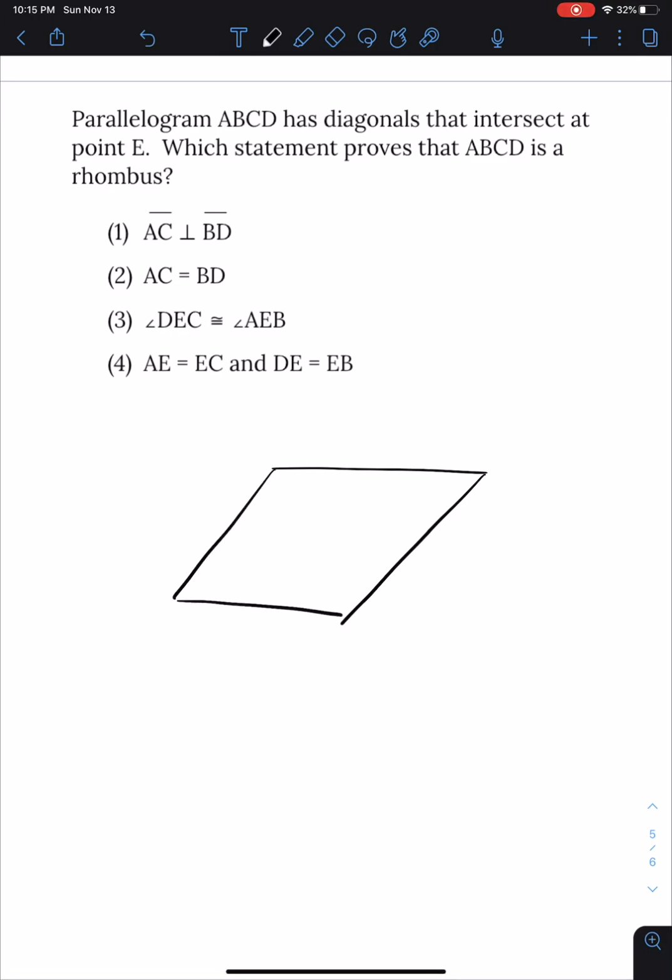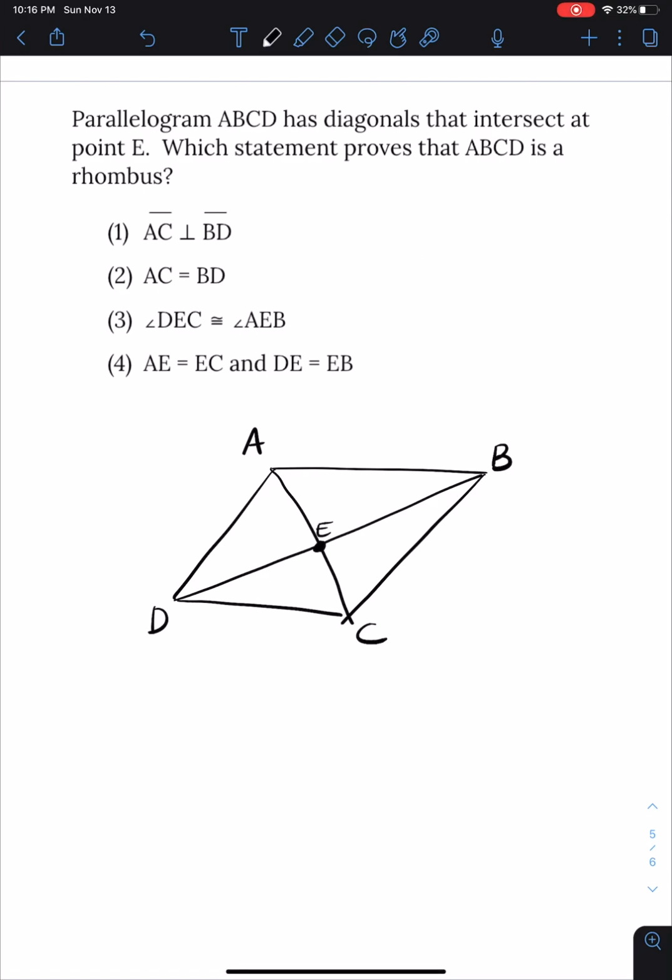Okay, and I'm going to label my sides A, B, C, D. That way they connect in order. So for example, A, B, C, D. All right. And we know that the diagonals intersect at point E. So the diagonals intersect at point E.